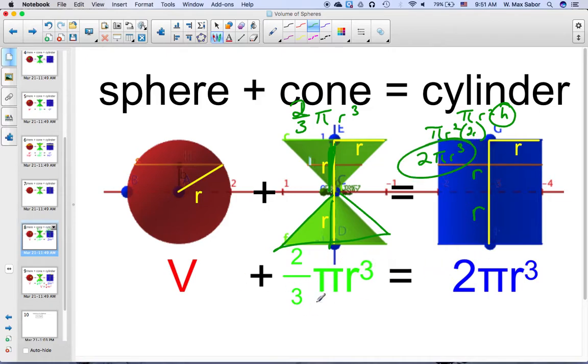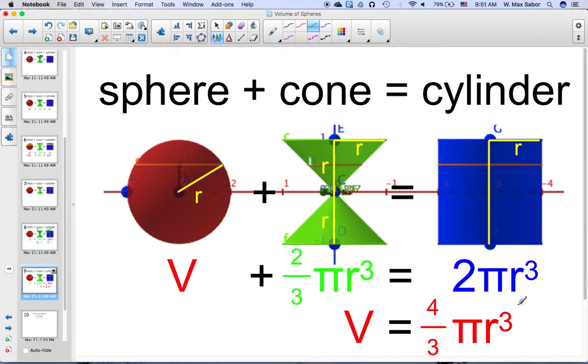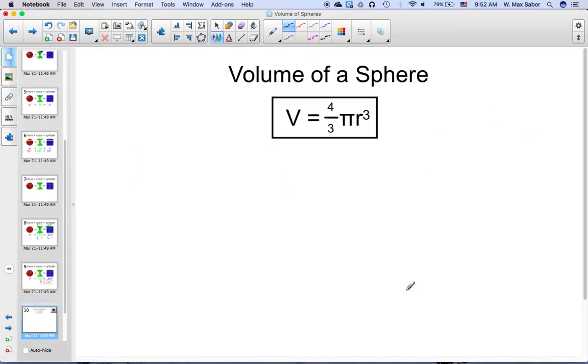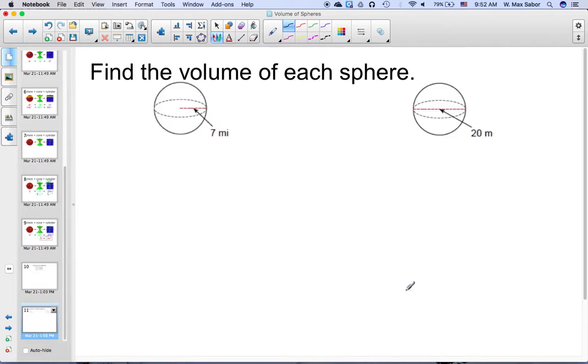So now we have this equation. Performing algebra on this, subtracting 2/3 pi r cubed from both sides. 2 minus 2/3 is 4/3. And our answer, and this is actually the proof of the volume of a sphere, the volume of a sphere is 4/3 pi r cubed. So that is the formula that you'll need, and we can apply it quite straightforwardly.